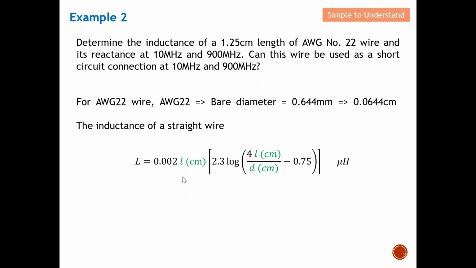In order to use this equation, I need to convert all the units to centimeter. On the AWG table, they give us the diameter as 0.644 millimeter. These are all in millimeter, so I need to convert them into centimeter. This 0.644 millimeter equals 0.0644 centimeter. So I got the diameter of the wire of AWG number 22 as 0.0644 centimeter.